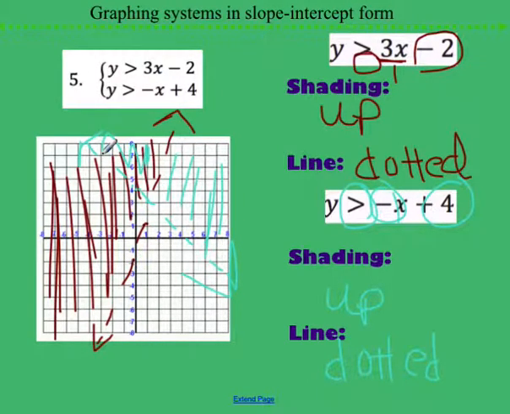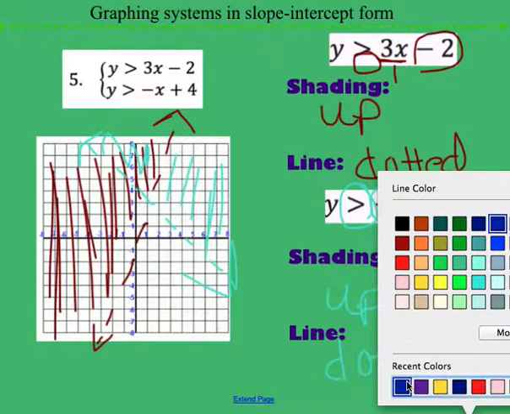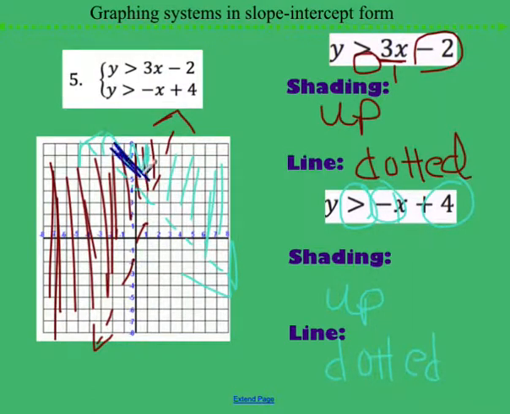So then I see where it overlaps, and I want to shade that in darker so that everybody knows where my shading is, which is right in that little triangle right there. All right, let's move on to number 6.